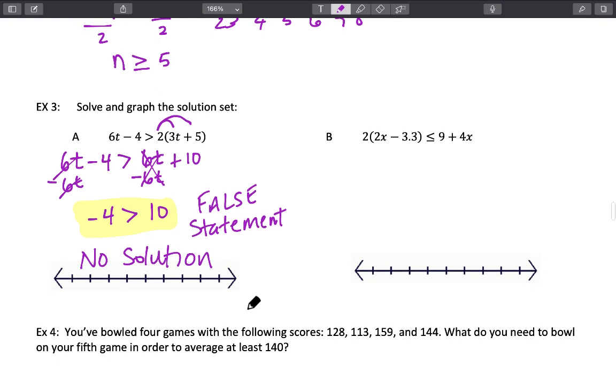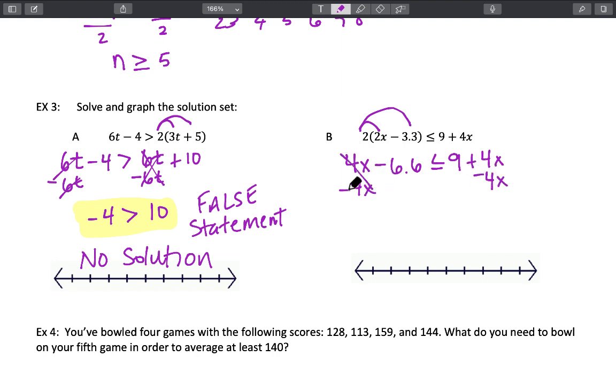All right, example 3b has another similar situation. Let's simplify the left side here by distributing in our 2, and that leaves us with 4x minus 6.6 is less than or equal to 9 plus 4x. Notice that we have a positive 4x on both sides of this inequality. So here's what happens when we move over 4x to the right side.